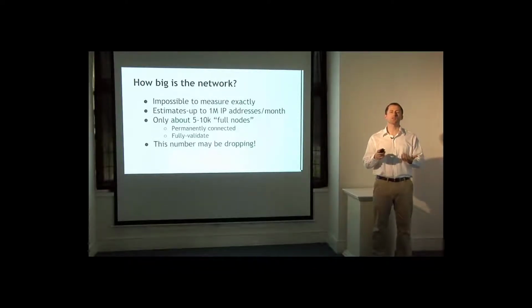On the high end, some researchers have said that over 1 million IP addresses in a given month will at some point be running the Bitcoin protocol and acting at least temporarily as a Bitcoin node. But if you look at full nodes that are actually permanently connected and are fully validating every transaction they hear and running the full protocol, it's only about 5,000 or 10,000, which may be a surprisingly low number. And in fact, that number may be dropping. There's no evidence that the number of fully validating nodes is going up, and there's some concern that the number of fully validating nodes is actually going down.